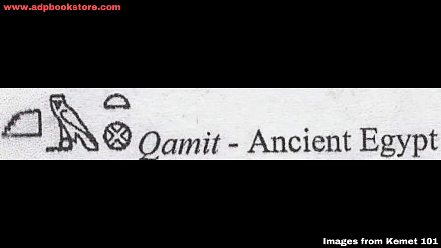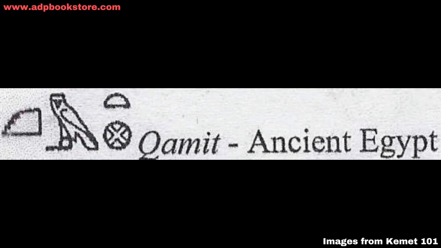The charred wood to the far left means black or blackness. Its sound is kem. Next, the owl is the phonetic sound m. The loaf of bread is used to make the t sound. At the bottom right is a crossroads. This determinative clarifies that we are speaking about a state or urban center.